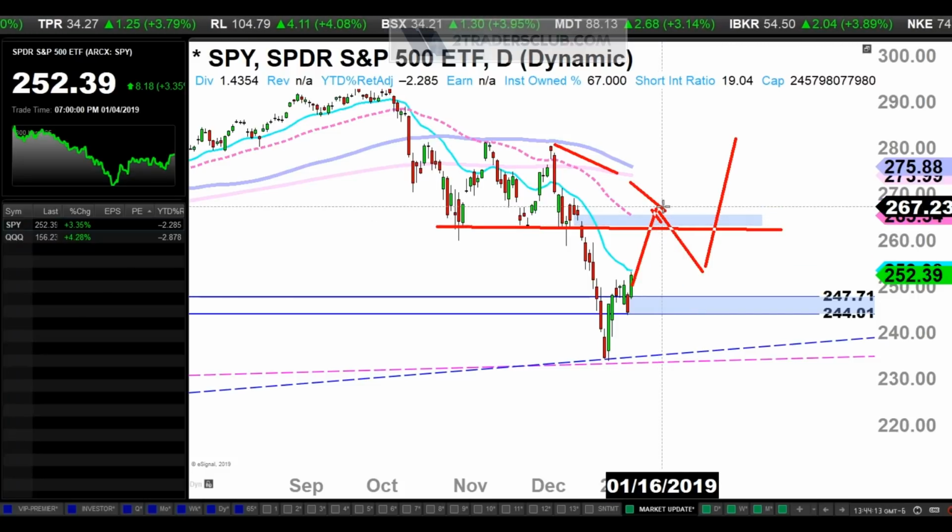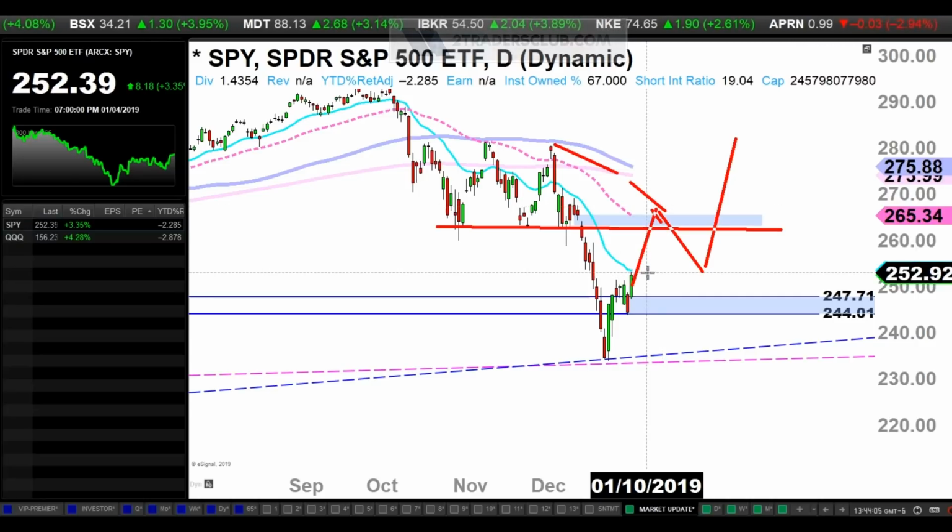We'll follow up on this next week. We'll look at the weekly chart next weekend, and then we'll look at some of these levels, and we'll talk about whether that V-shaped reversal I'm talking about today is going to play out or not.